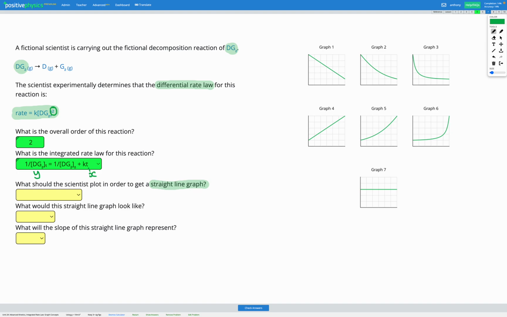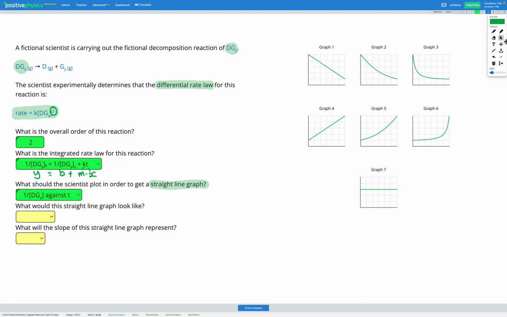So the thing multiplying our x variable, that's going to be m, our slope. So that's going to be k. And then the plus b, that's going to be this value here, which is 1 over dg2 concentration at time 0. So what should the scientist plot? Y against x. So that's going to be 1 over dg2 against x, which we decided is t.